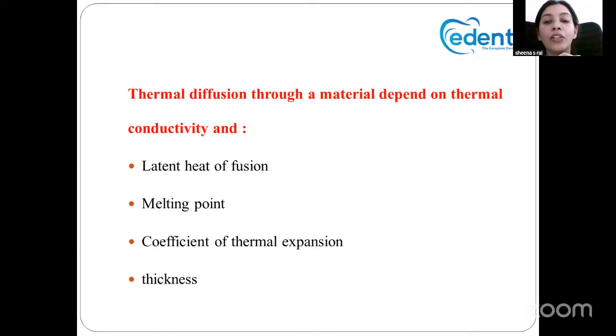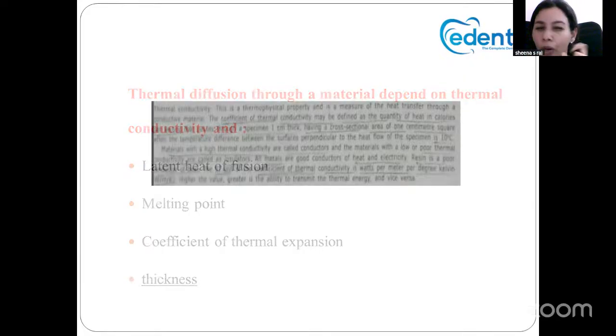Next question. Thermal diffusion through a material depends on thermal current. What is thermal diffusion? I have added a very small clipping from one of the very important texts, Craig. I have a photostat of that, and I would like to give a definition from a standard textbook itself. That is why I added it. It is not clear, so I'll read it.